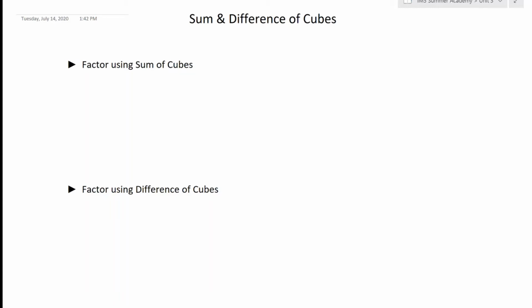Today we're going to talk about another factoring method. Both of these are talking about cubes. One is sum of cubes, the other is difference of cubes. The equations for both are very similar. So let's take a look at them.